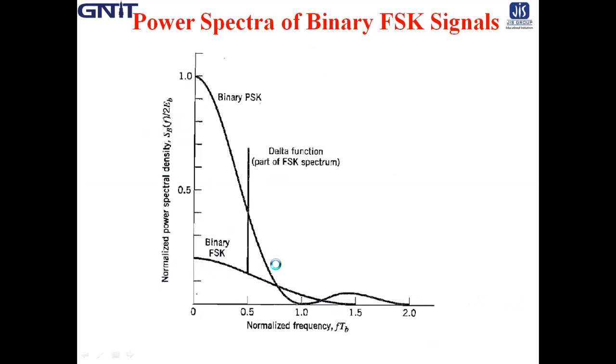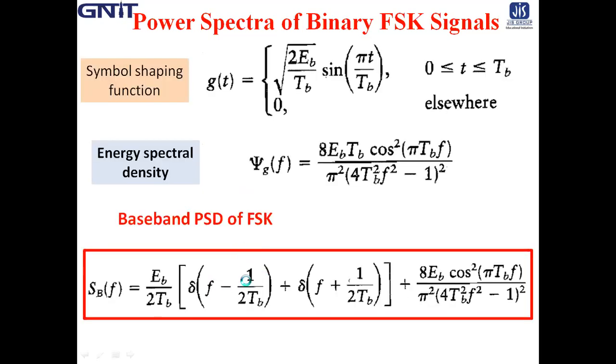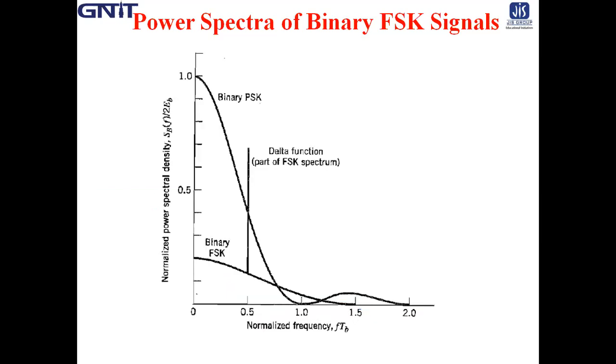If we consider only the primary lobe, then BPSK has the lower bandwidth and BFSK has slightly higher bandwidth. And see, there is a delta function present for the impulse. One is for f equal to 1 by 2 TB and the other is for f equal to minus 1 by 2 TB. Only one part is shown here. So this is all about the binary FSK system.